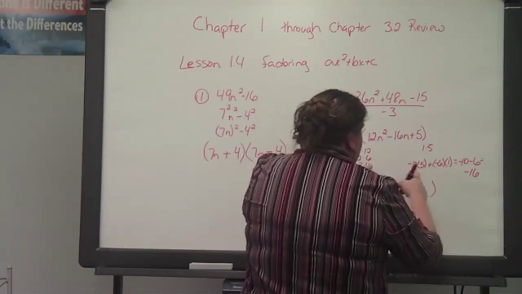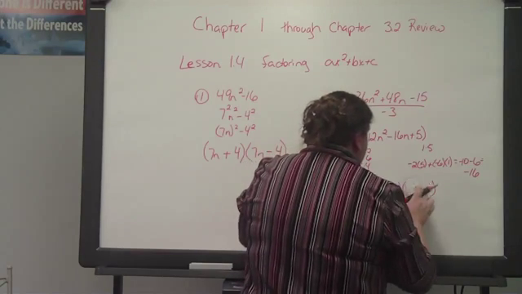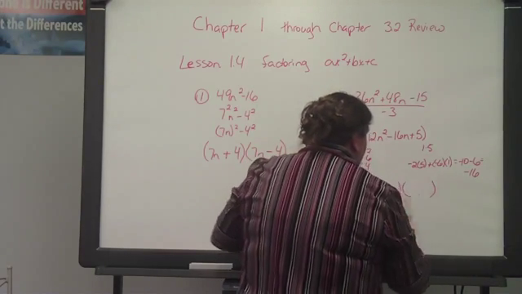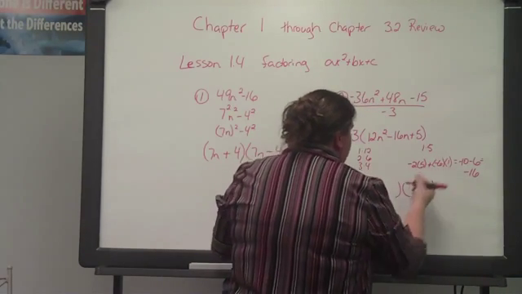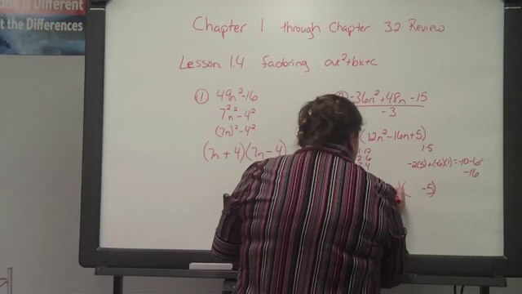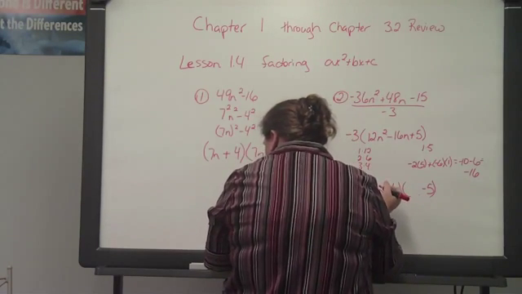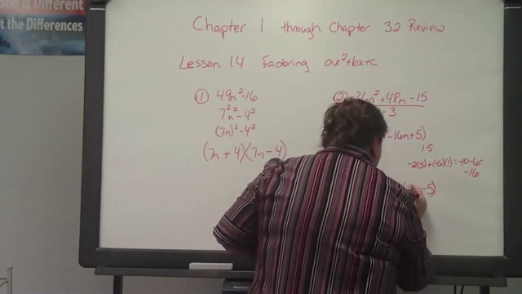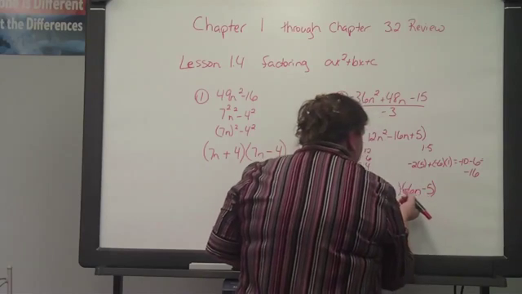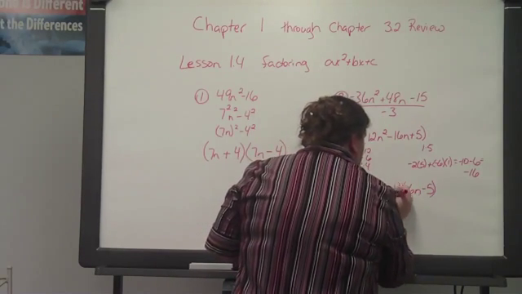Now, I want to do a positive 6n, minus 1. And this one, I'm going to say minus 5, minus 6n, and then minus 1.